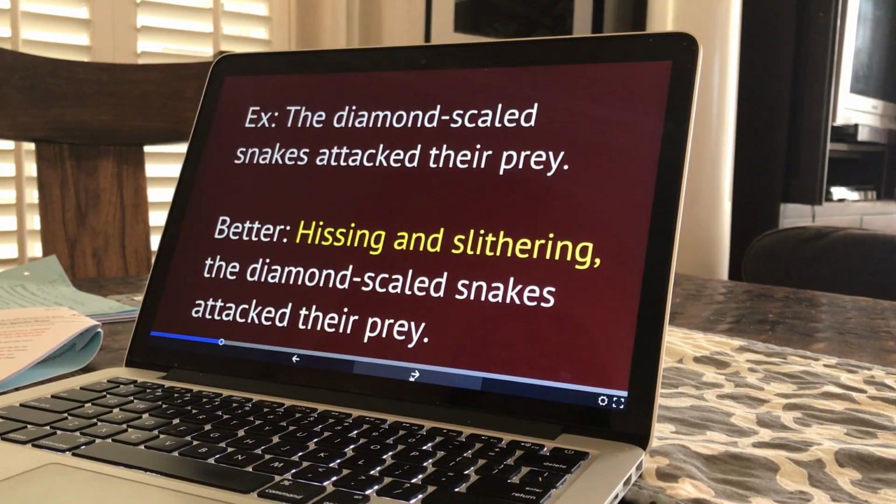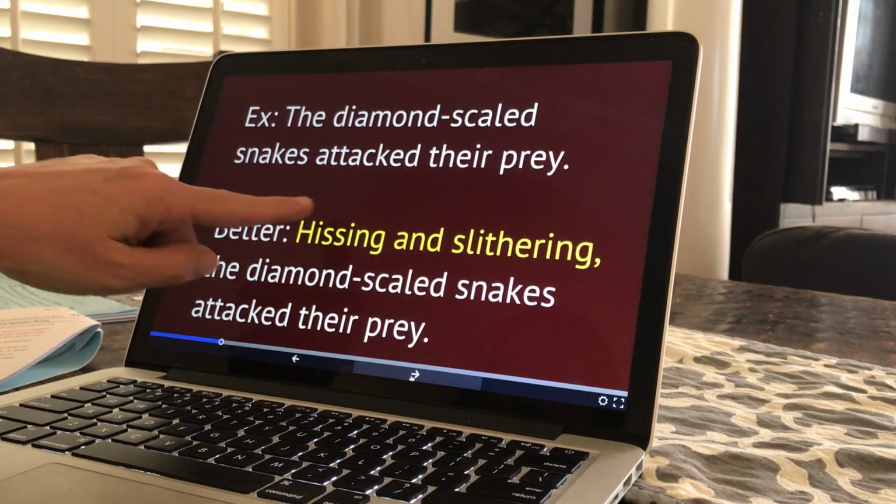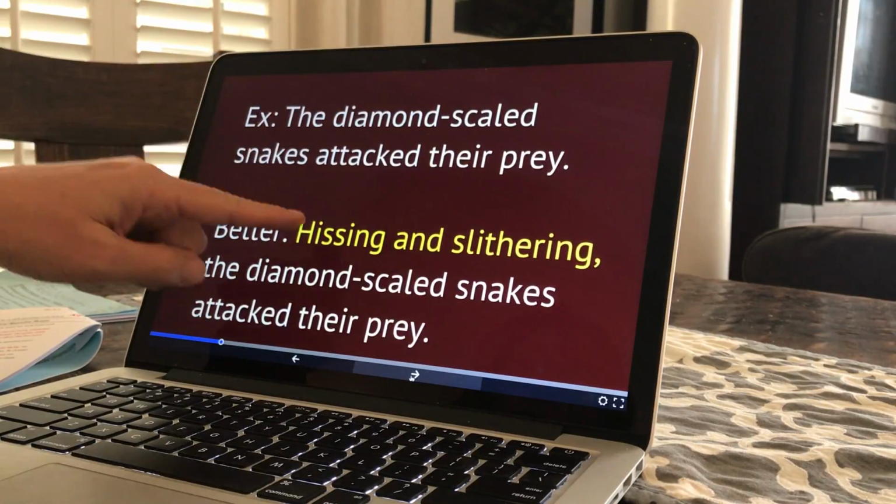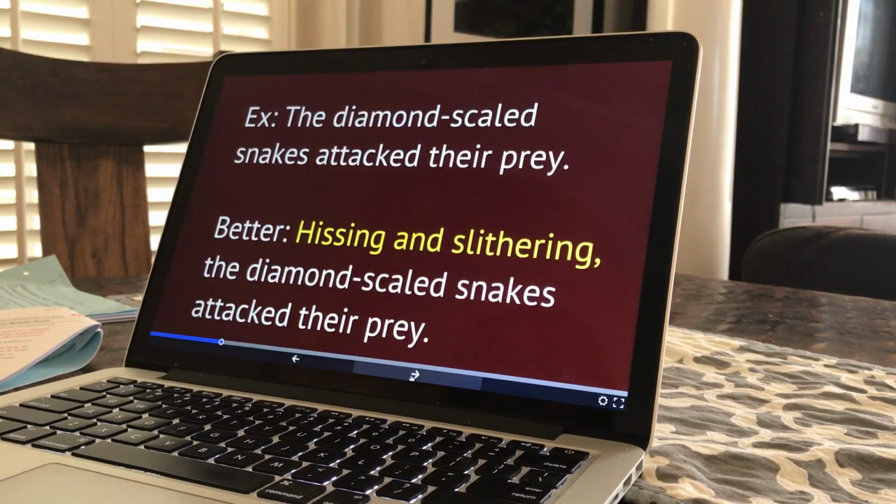Robbie, read the better one. Hissing and slithering, the diamond-scaled snake attacked the prey. Yeah, so you've got this hissing and slithering. So that's an ing opening, essentially. So hissing and slithering is about the snakes and how they attack the prey. So it's almost like a number 4 opener for IEW. So that one's pretty easy.